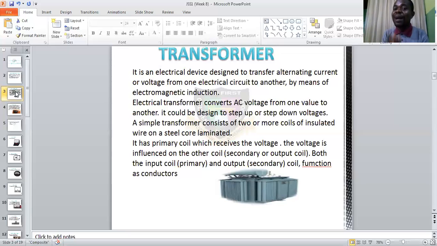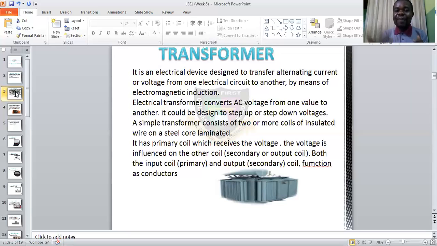A simple transformer has two or more coils. The one is called the primary coil, that receives this, where the voltage or current enters. Then it transfers it to the second one, called the secondary coil. The one that receives it is called the receiving coil. That's the primary coil, or input coil. Then the one that is the secondary coil.